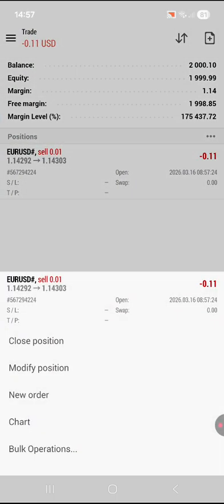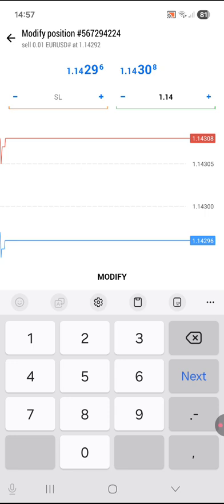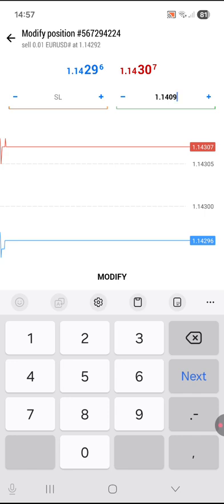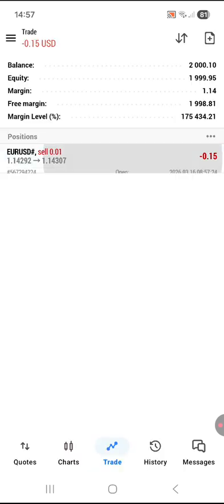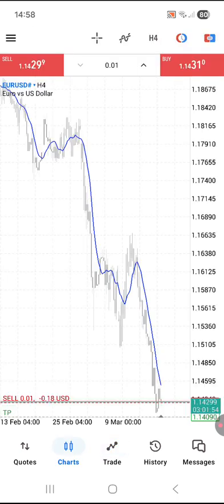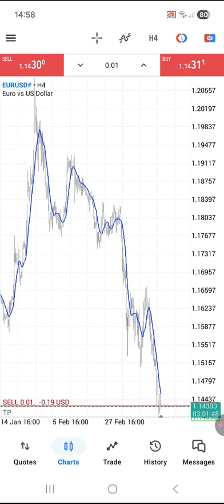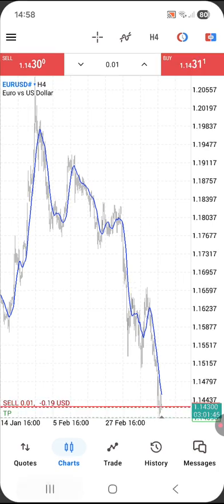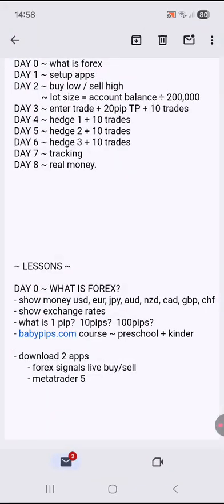We can still modify this position, instead of 20 pip take profit. We're in at 2.9, 1.14 from 2.9 to 0.9. Selling means we're making money going down. So that's a 20 pip take profit going down. And now our trade is set. So we'll just wait for that in the history. It will automatically close at that profit. That is what our goal is. So that's how we would execute this signal that came in on our notification. Okay, so that's just showing you a little bit of the two apps to download.